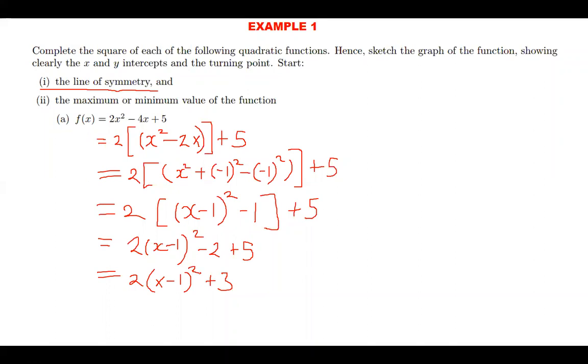So now, how do you determine the line of symmetry, the maximum and the minimum value? So the line of symmetry, like I earlier on said, you just equate what is in the brackets here to 0. So to find the line of symmetry, I'm just going to say x minus 1 is equal to 0. Then you say x is equal to positive 1 like that.